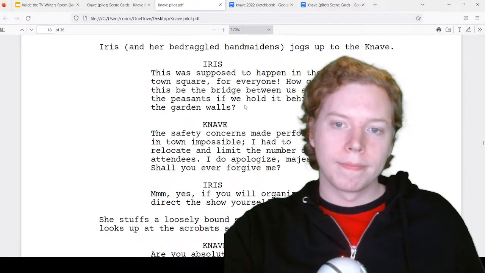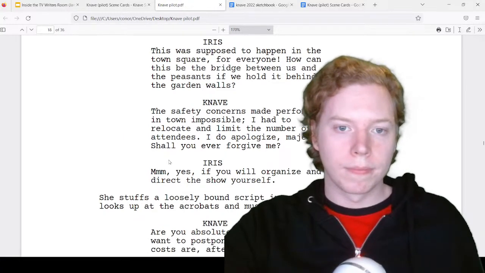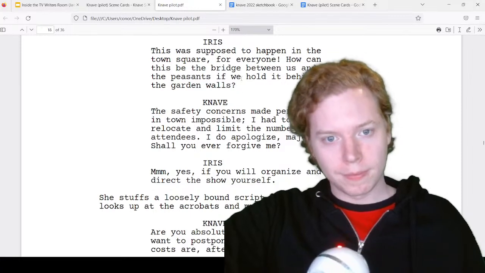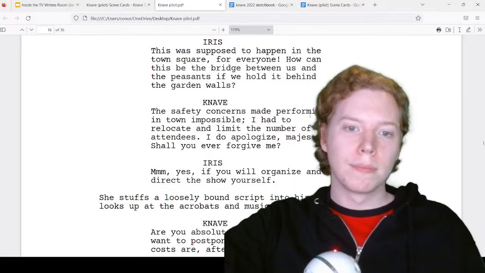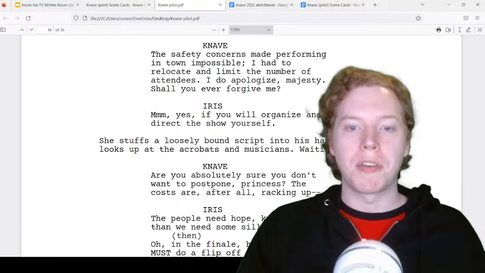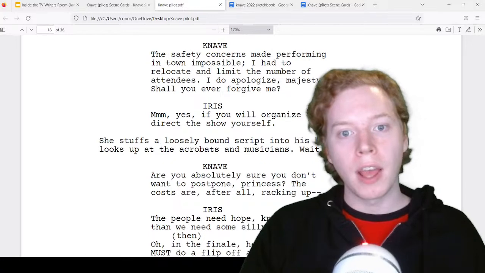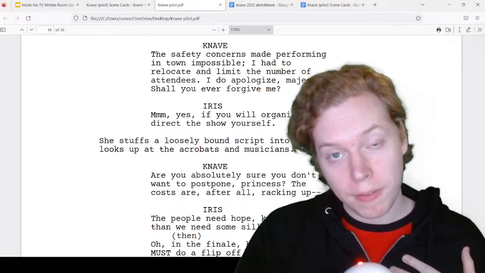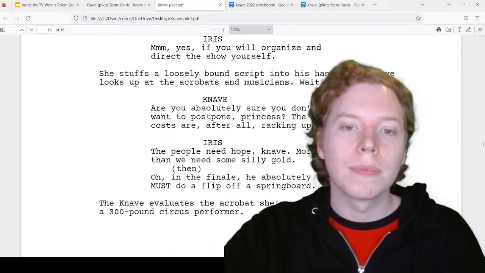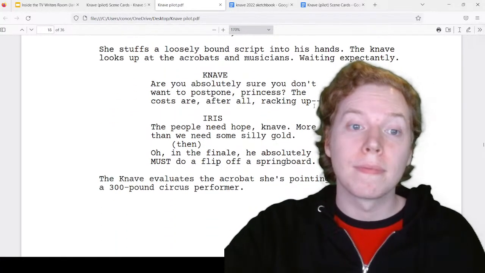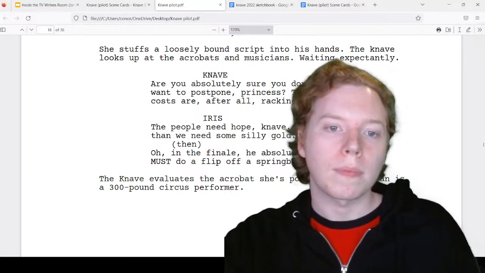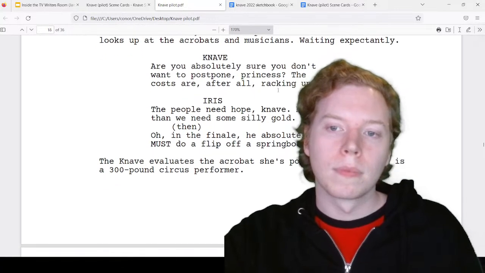Iris and her bedraggled handmaidens join up to the knave. This was supposed to happen in the town square for everyone. How can this be the bridge between us and the peasants if we hold it behind the garden walls? The safety concerns made performing in town impossible. I had to relocate and limit the number of attendees. I do apologize, Majesty. Shall you ever forgive me? Yes, if you will organize and direct the show yourself. He stuffs a loosely bound script into his hands. The knave looks up at the acrobats and musicians, waiting expectantly.